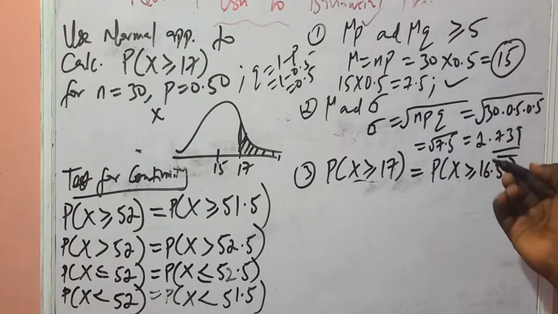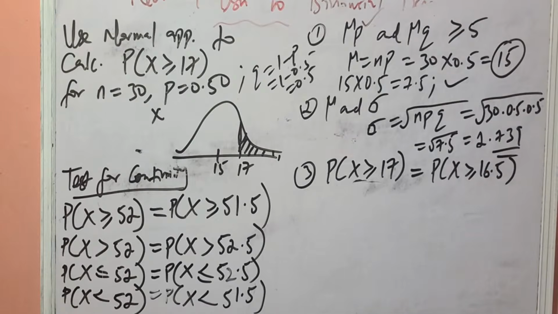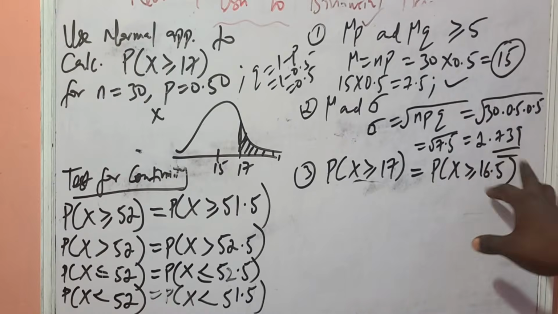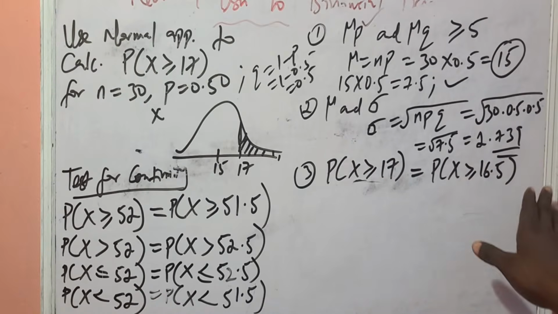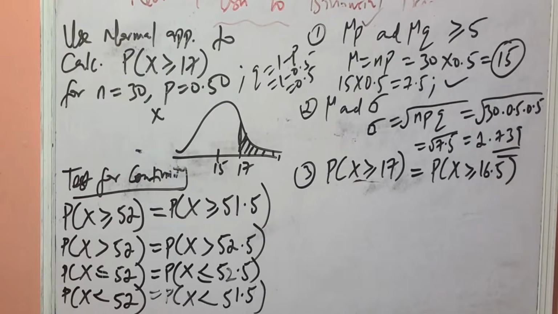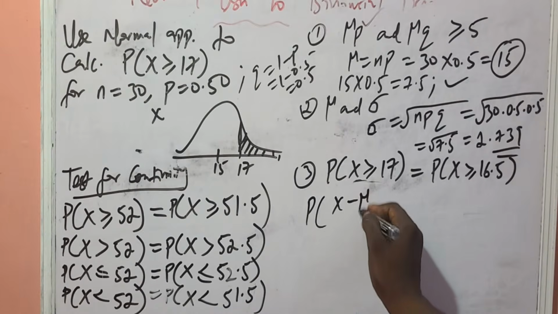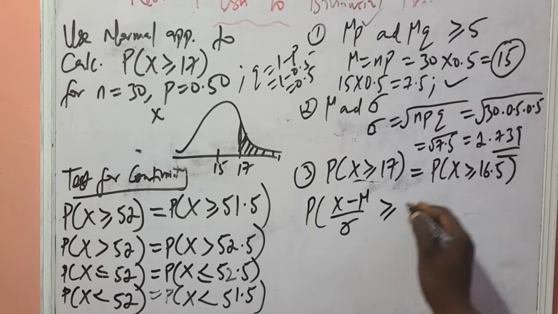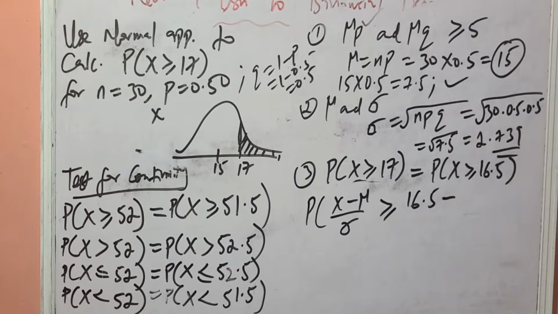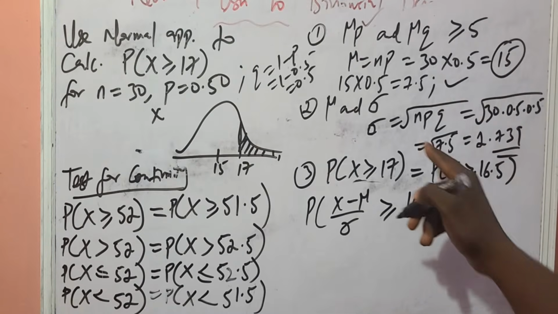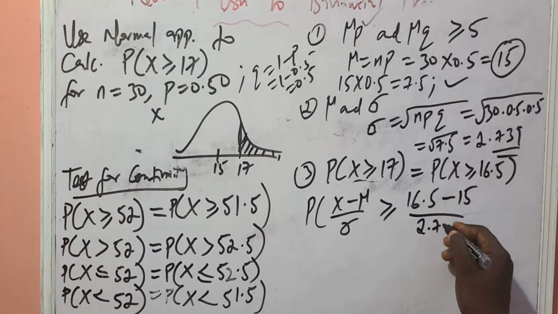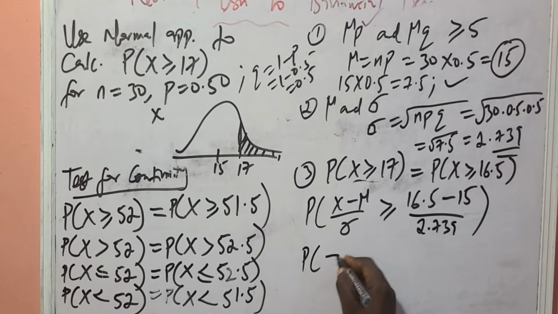And now you have this. Of course, I told you already, you don't have a normal distribution table. You have a standard normal distribution table. So you have to get this standardized, and that will be by having this done. Don't forget, now we're using 16.5. Our mean is 15. Our sigma was 2.739. So we will be having probability of z greater than or equal to what? 0.55.